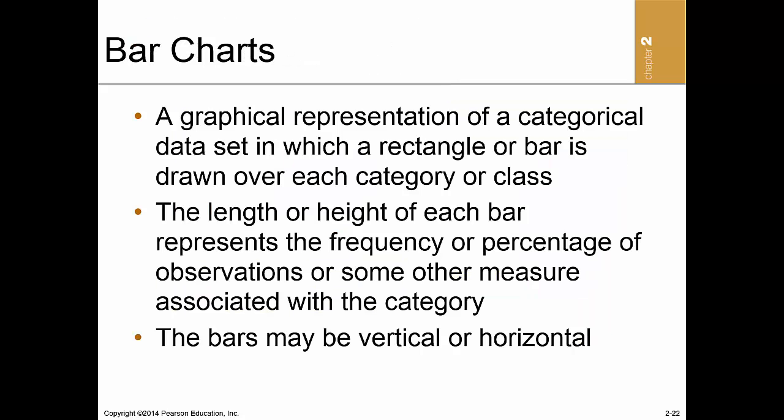We will begin with bar charts, which are graphical representations of a categorical data set in which a rectangular bar is drawn over each category or class. The length or height of each bar represents the frequency or percentage of observations or some other measure associated with the category. The bars may be either vertical or horizontal. They may be in the same color or they may be in different colors, depicting different categories. Additionally, multiple variables can be graphed on the same bar chart.